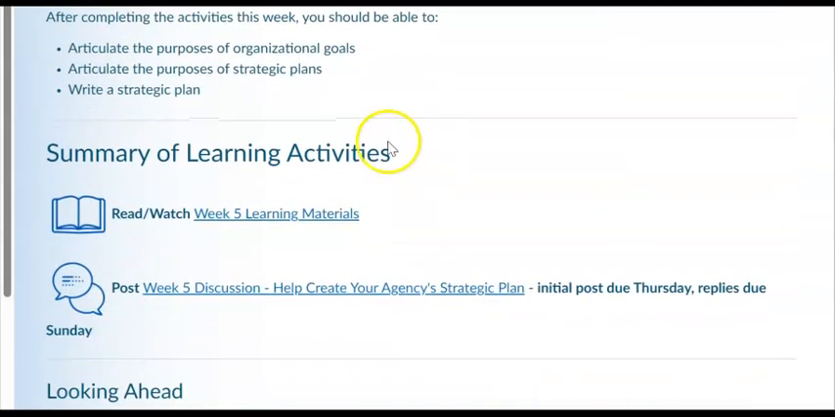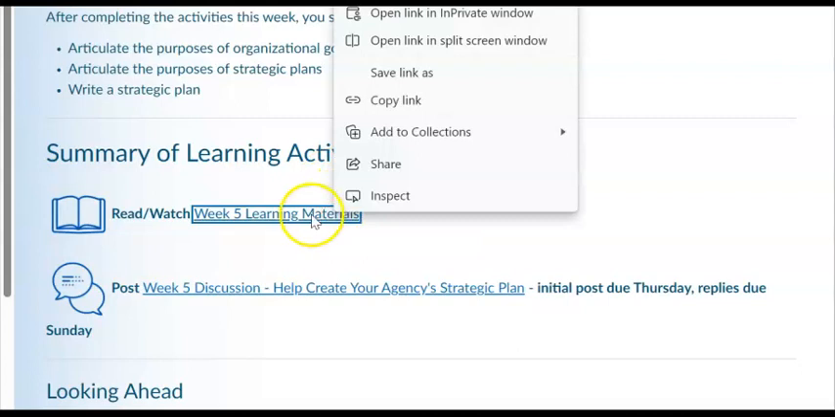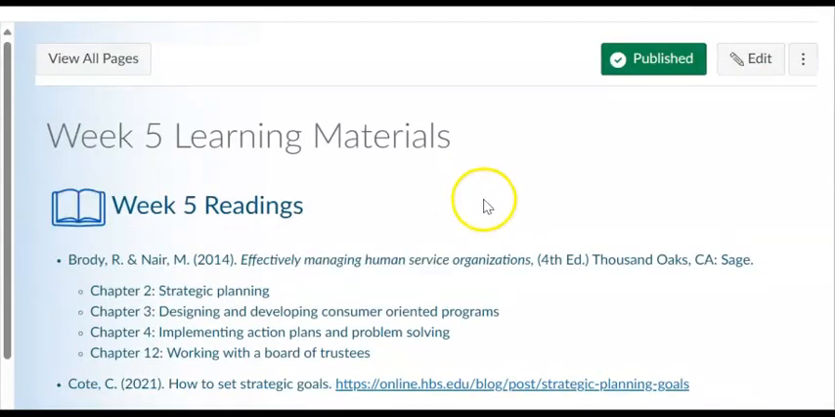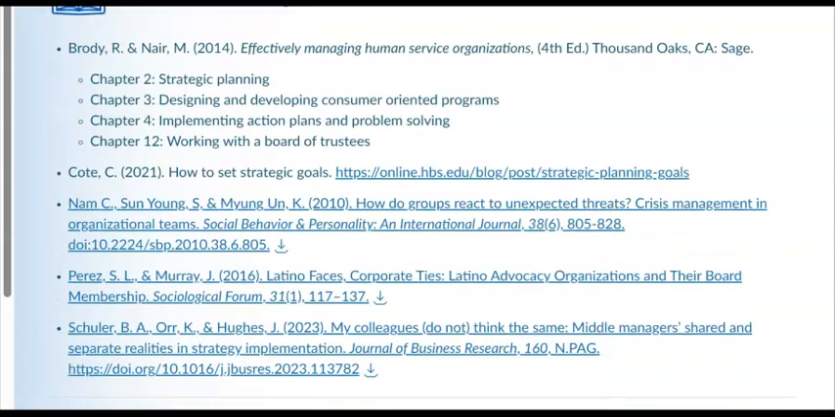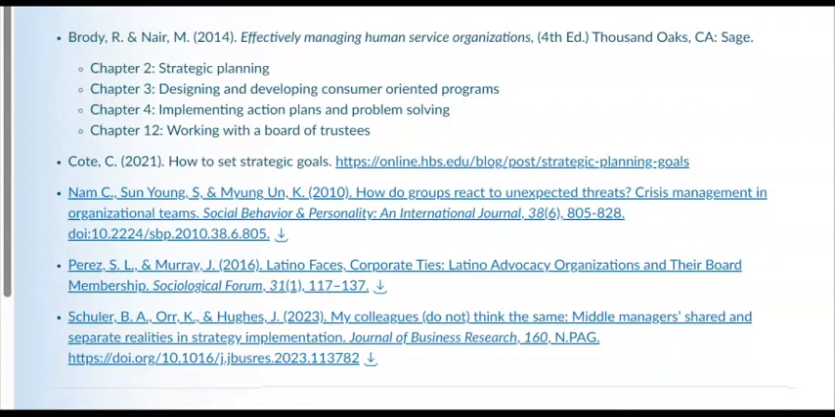So let's now look at the learning materials in particular. In the Brody and Nair text, it is chapters 2, 3, 4, and 12. There are additional outside readings on how to set strategic goals, how groups react to unexpected threats, crisis management in organizational teams, Latino faces, corporate ties, Latino advocacy organizations and their board membership, and the last reading, "My Colleagues Do Not Think the Same: Middle Managers' Shared and Separate Realities in Strategy Implementation."